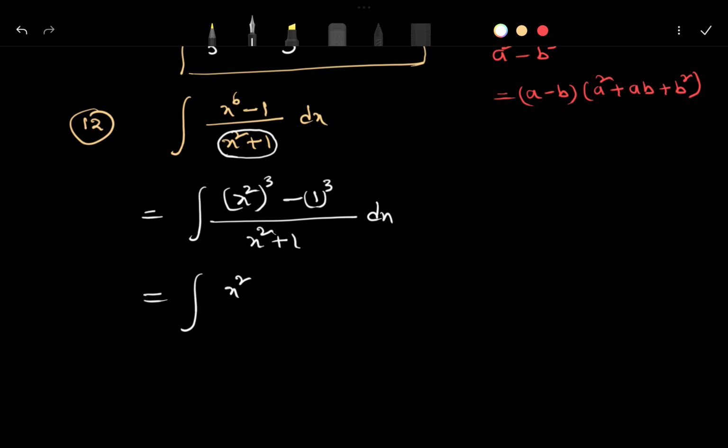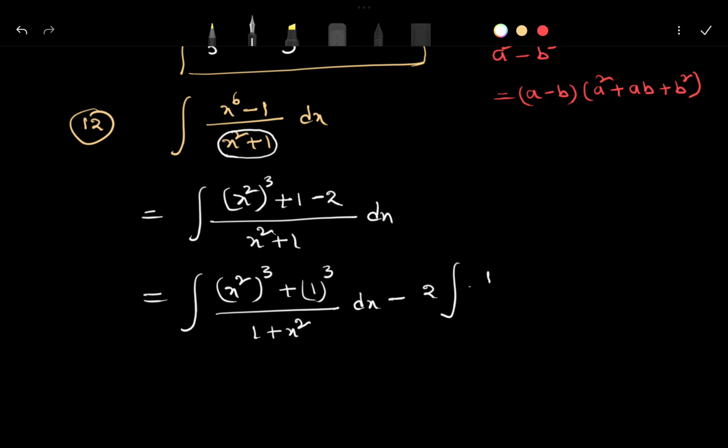So you do a small conversion in this value. Here this one is minus, so you can write it as plus 1 minus 2. You write it as this one. So here this one is (x square) whole to the power of 3 plus 1 whole to the power of 3, by 1 plus x square, into dx, minus 2 into integration of 1 by x square plus 1, because the denominator is x square plus 1.